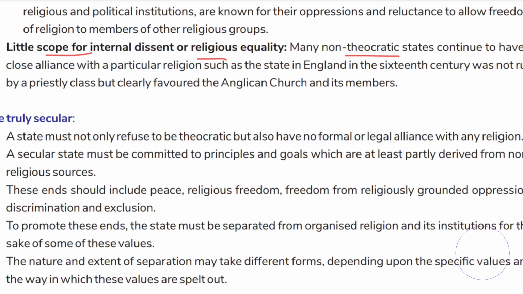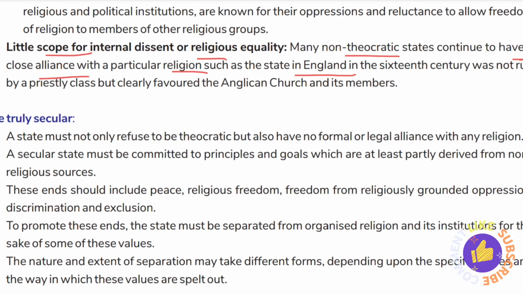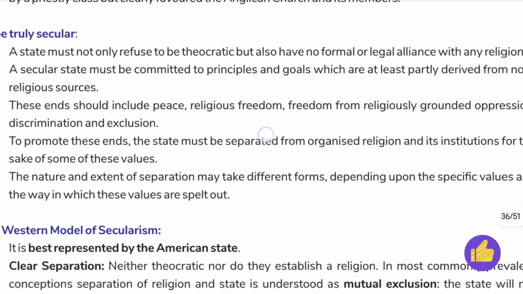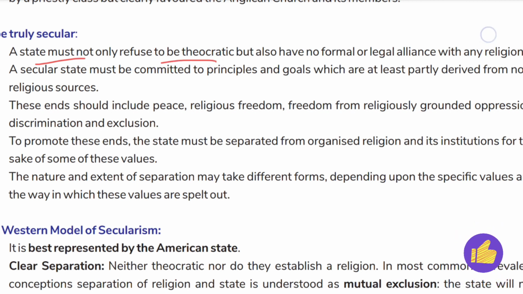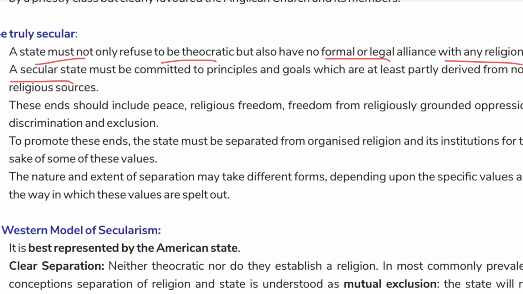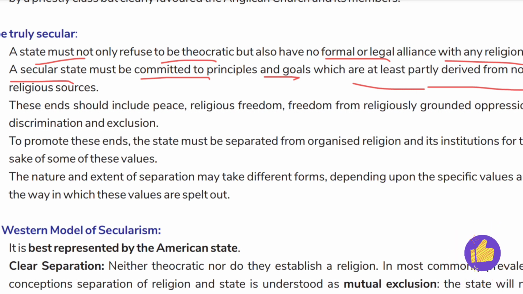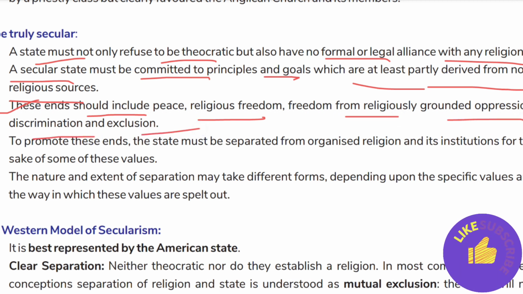Many non-theocratic states continue to have a close alliance with a particular religion, such as the state in England in the 16th century, which was not run by a priestly class but clearly favored the Anglican Church and its members. So, to be truly secular means that a state must not only refuse to be theocratic but also have no formal or legal alliance with any religion. A secular state must be committed to principles and goals which are at least partly derived from non-religious sources. These ends should include peace, religious freedom, freedom from religiously grounded oppression, discrimination, and exclusion.